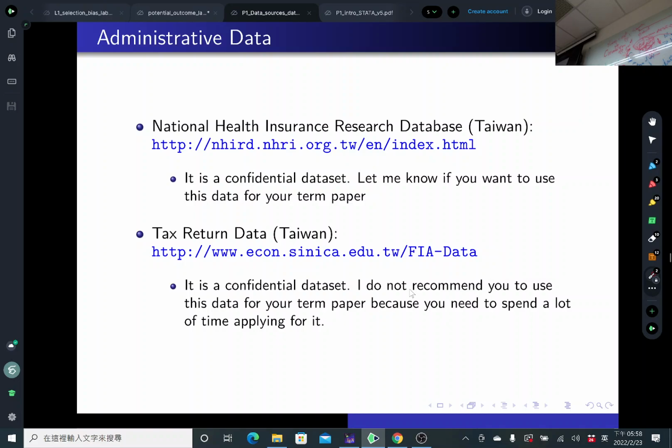But this is also very good for research because this database records each doctor visit. So when you visit a doctor, what the diagnosis is, what the cost of each visit is, the copayment, and other things. But you need to go to the data center, and the data centers in the Taipei area are only at Academia Sinica and National Taiwan University. So it's not at National Chengchi University, but that's fine.